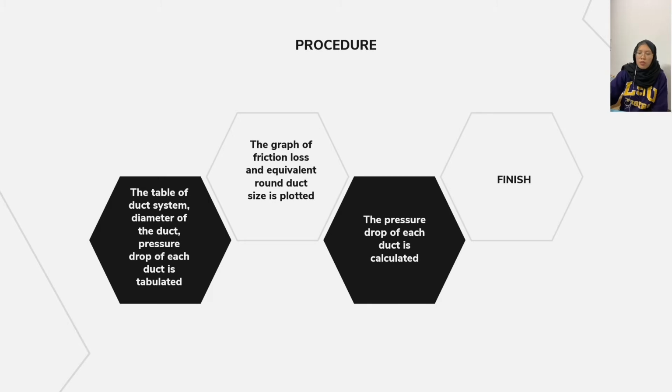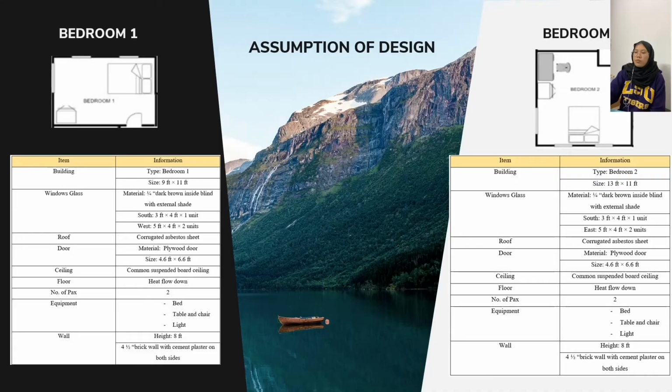Then the table of duct system, diameter of the duct, and pressure drop of each duct is tabulated. Then the graph of friction loss and equivalent round duct size is plotted. And last but not least, the pressure drop of each duct is calculated. Now let's talk about the assumption of design.